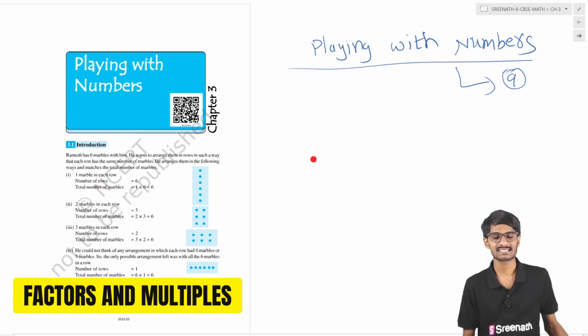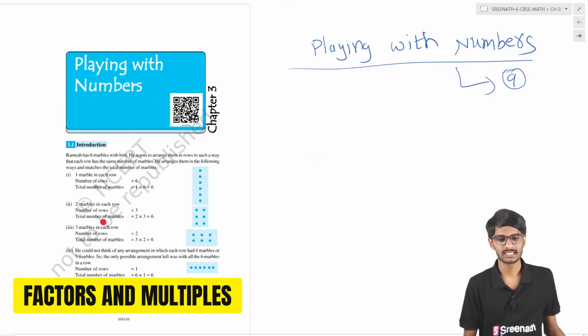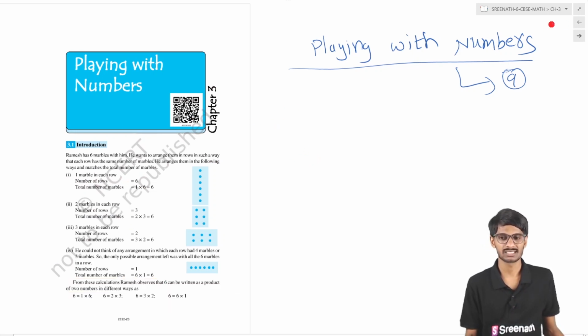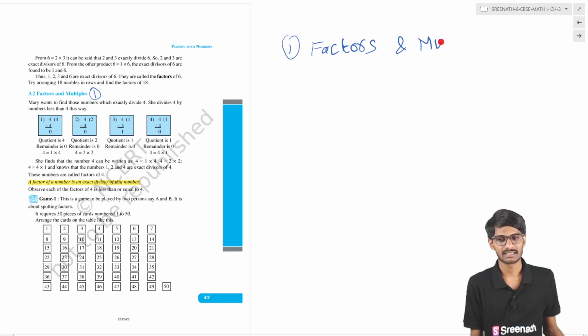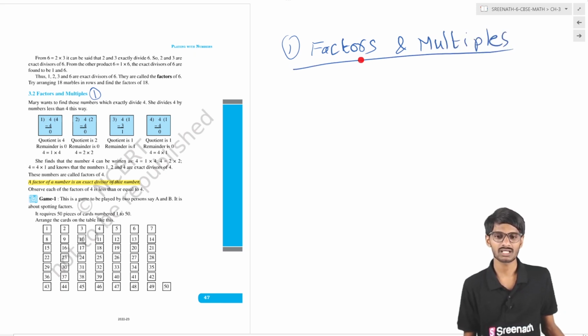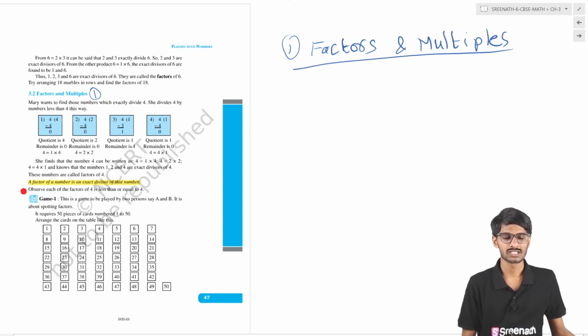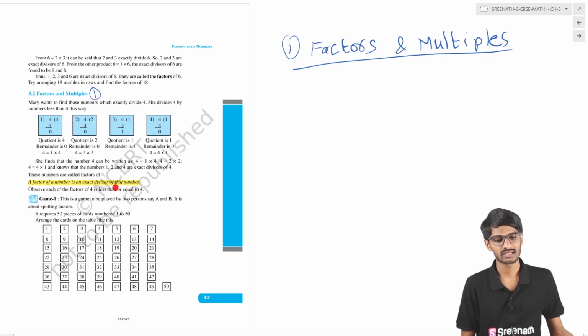Now we will discuss each topic in detail. Basically the introduction part we won't need, so we'll start from the first topic. What is the first topic we are having? That is factors and multiples. What is meant by factors and what are multiples? There is a definition: a factor of a number is an exact divisor of that number. What does it mean? A factor of a number is an exact divisor of that number.